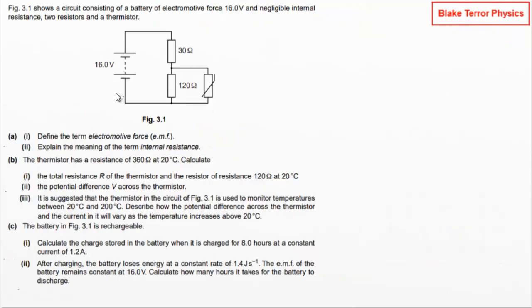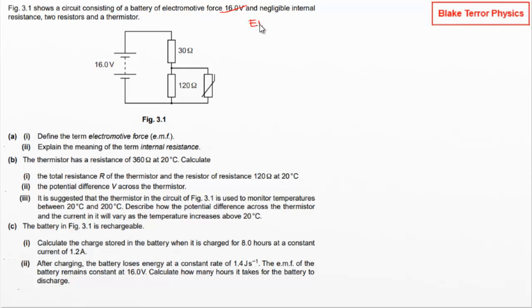Oh, we got another thermistor here, but we've got an extra fixed resistor kicking around. EMF 16 volts, yeah, that's in the picture. Negligible internal resistance. So that's just describing everything that's in the picture, so there's nothing new in the text. Define the term electromotive force.